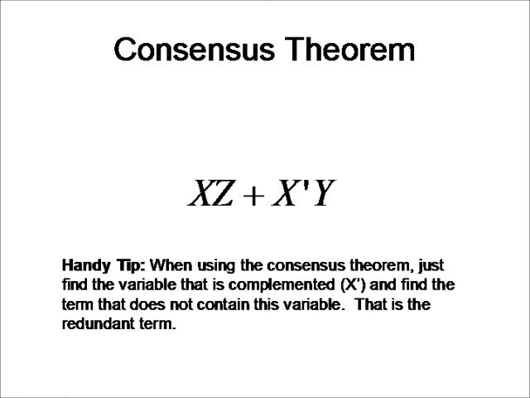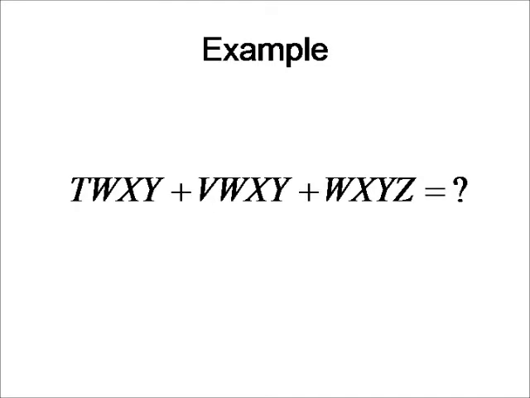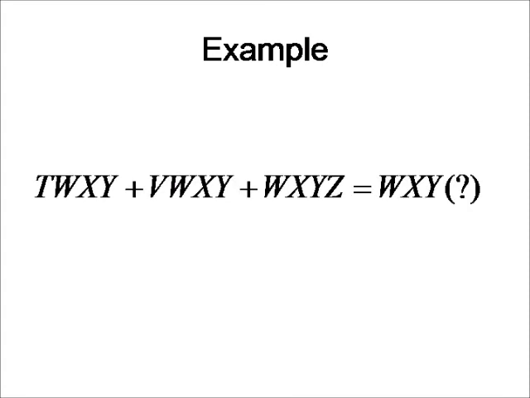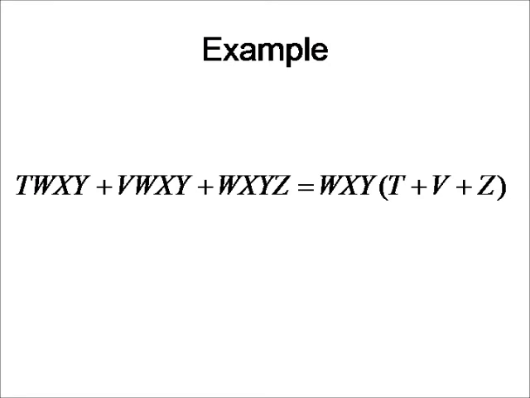Now we're going to do a couple more problems. Let's take a look at another one, a little bit more complicated problem with multiple variables. Here we have twxy plus vwxy plus wxyz. If we use the distributive property, we know that what these terms have in common is the term wxy. So we just factor out the wxy, like so, and then we are left with the terms t plus v plus z.